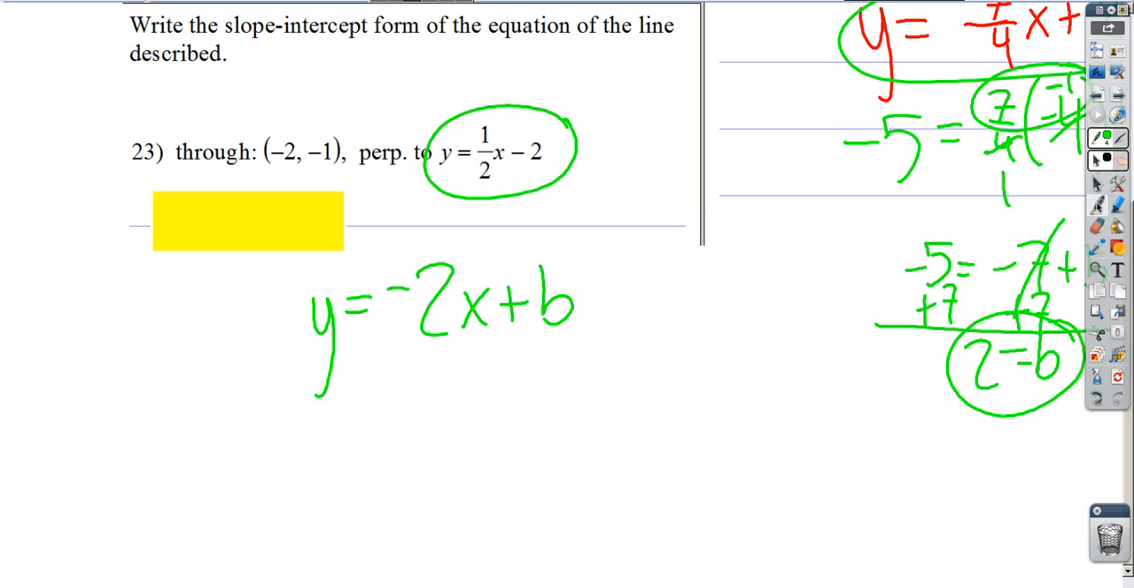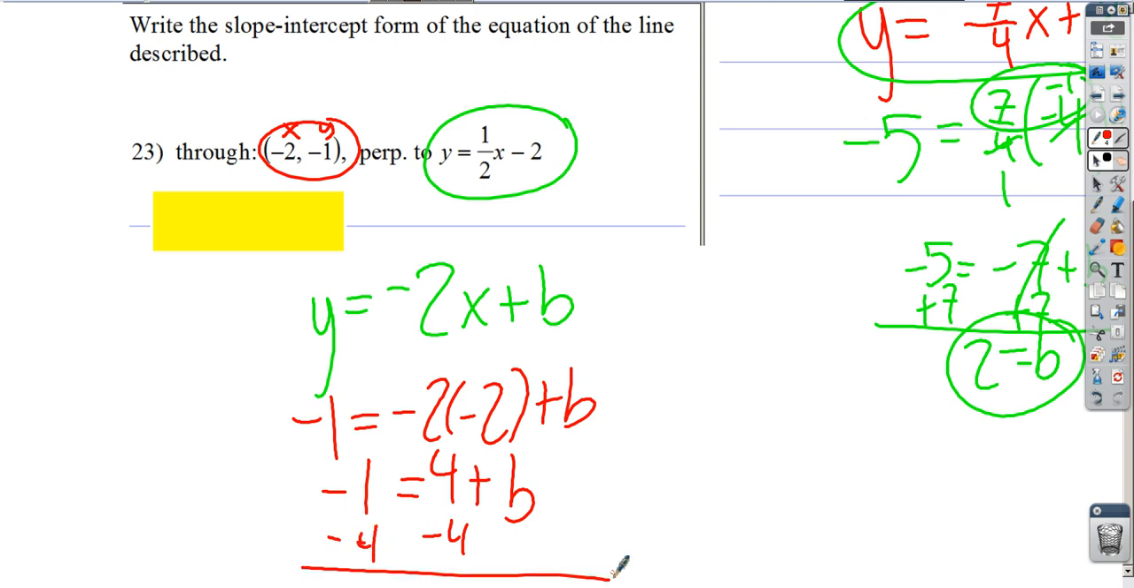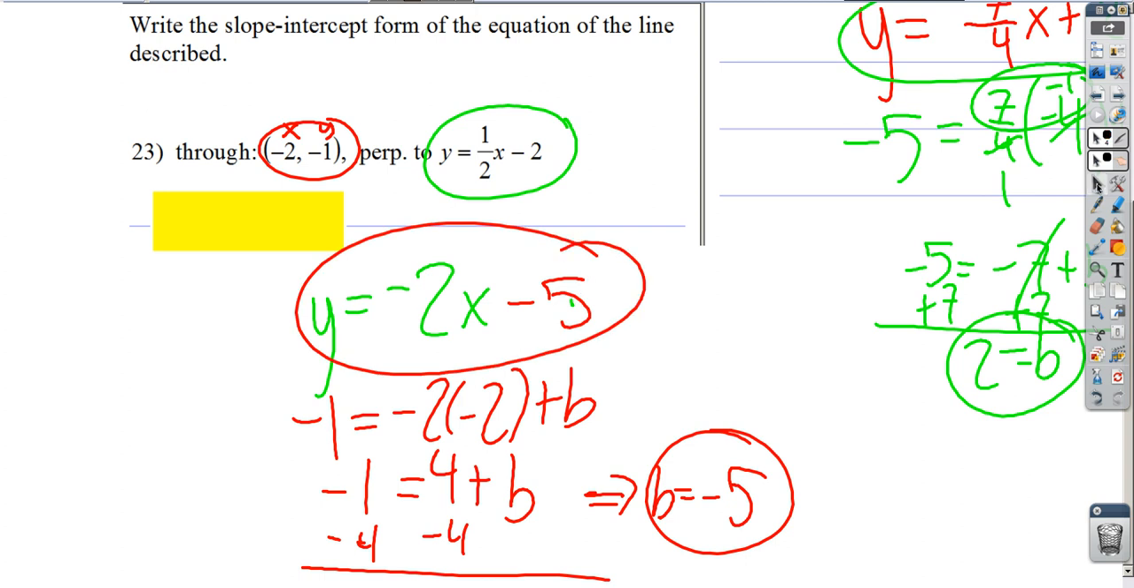Again, we don't know what the b is, so we will try to find that right now by plugging in negative 1 for y and plugging in negative 2 for x. And solving, negative 2 times negative 2 is 4. And then if we subtract 4 from both sides, negative 1 minus 4 gives us b is equal to negative 5. So that means plus b would be plus negative 5 or minus 5. And that's the line that is perpendicular, as you can see.